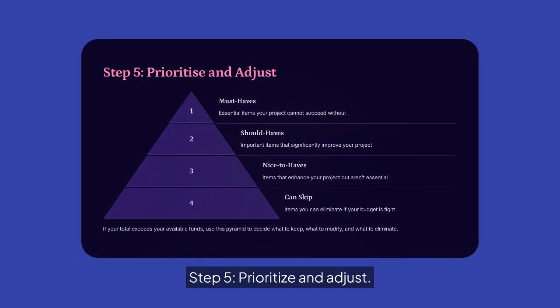Step 5. Prioritize and adjust. Use a pyramid to categorize items as must-haves, should-haves, nice-to-haves, and can skip. This helps in making informed decisions if your budget is tight.